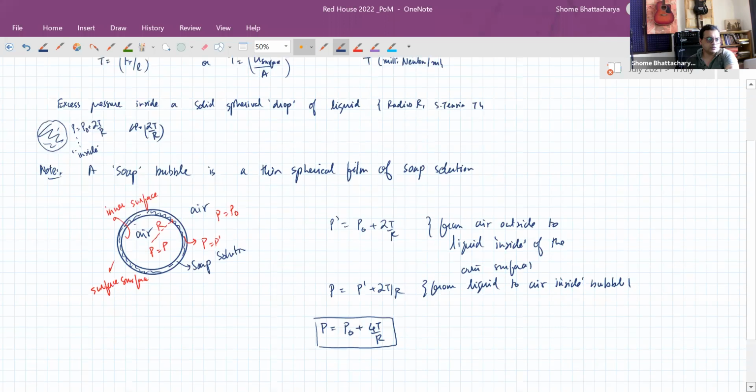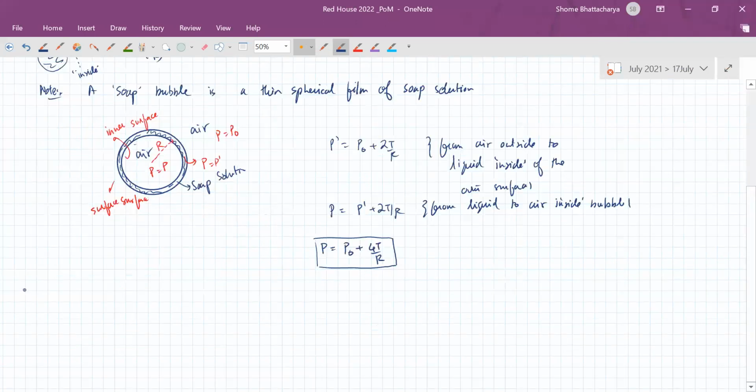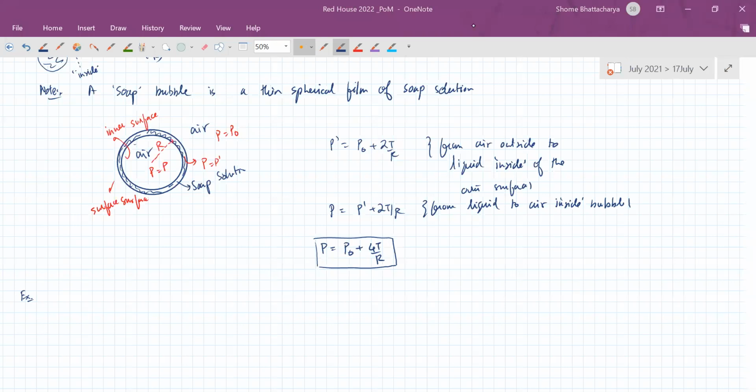Okay, now let's understand a question related to this. Sir, one. Okay, so this is clear, na? 4T by R is the excess pressure of the air inside. So what is P dash exactly?